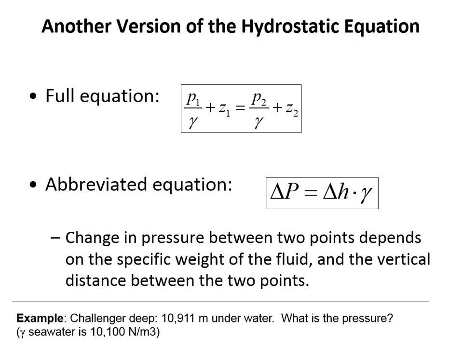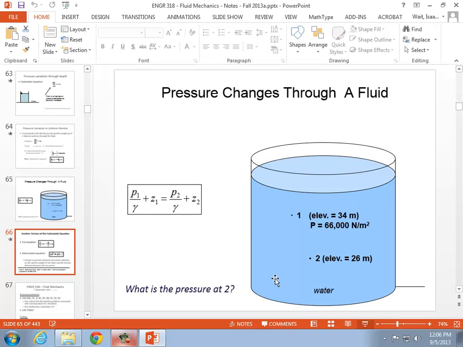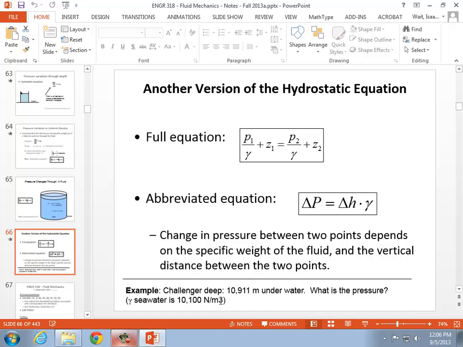So apply the hydrostatic equation, the abbreviated one, to find the pressure at the bottom of the Mariana Trench. How would you find the pressure in pascals? What's the pressure in pascals at the bottom of that trench? Seawater is 10,100 newtons per cubic meter. And since I've got some time, I'll go ahead and put the exponent on that.